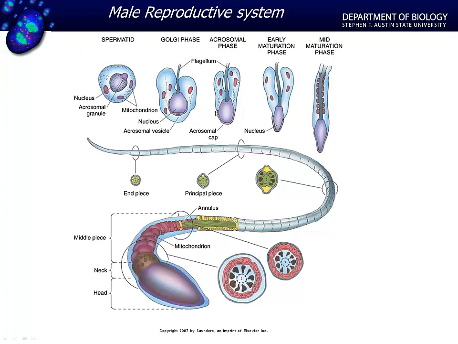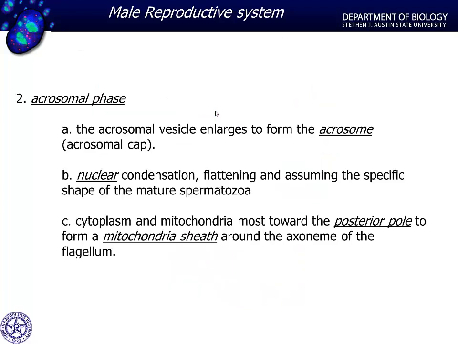So the next phase of development is going to be the acrosomal phase. And here we are going to form this vesicle into this very pronounced structure that's called the acrosomal cap. It contains the hydrolytic enzymes that are going to be critical for penetrating through the corona radiata and the zona pellucida that will then allow the plasma membrane of the sperm to fuse with the plasma membrane of the oocyte, and fertilization then occur.